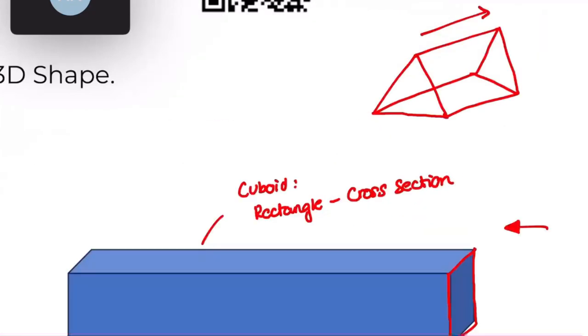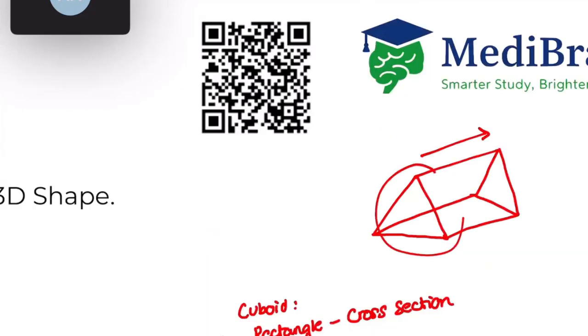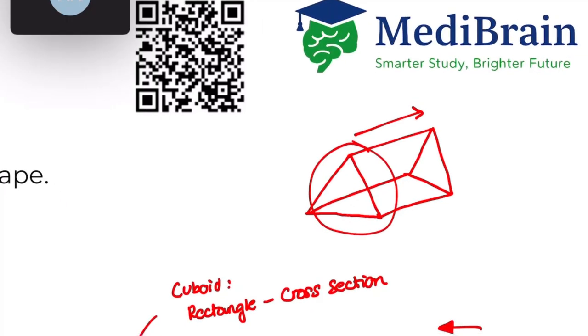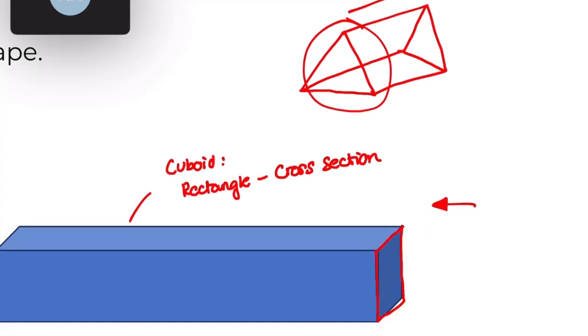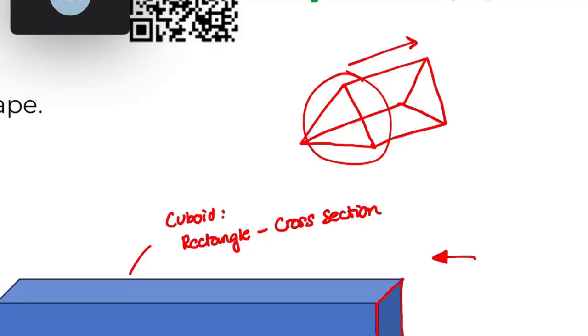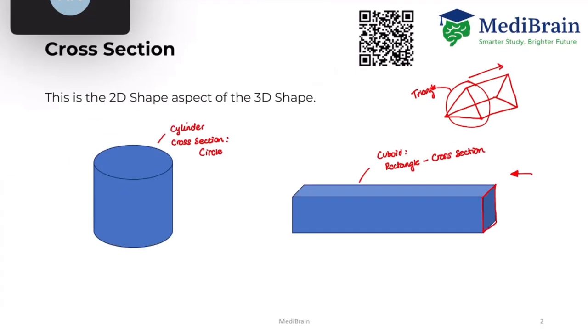Over here, the cross section is a triangle because we can see a triangle is present and the triangle is being stretched into a 3D shape. So this is what you call a triangular prism. For this one, you can have rectangle or square as a cross section. It doesn't really make a difference. Over here, we've got triangle as our cross section because the triangle is the one that's being stretched into a 3D shape.